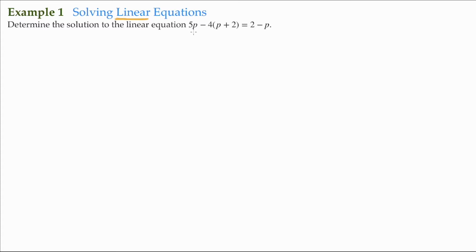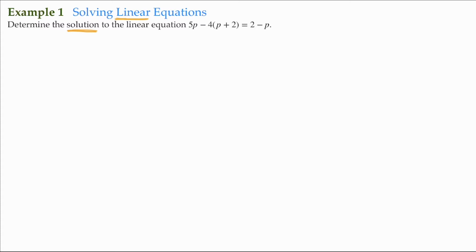We have 5p minus 4 times p plus 2. That's equal to 2 minus p. Now a solution, we solve equations. Obviously we have an equal sign in here. This makes it an equation. And what that means, the solution is we're going to find a value for the variable. And in this case the variable is p, so that when we use that variable, it makes this equation a true statement.